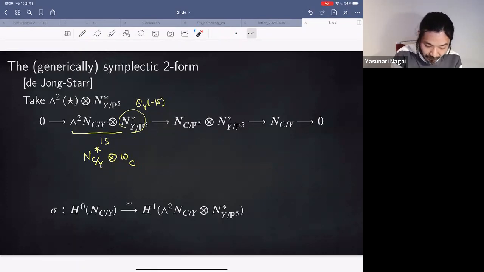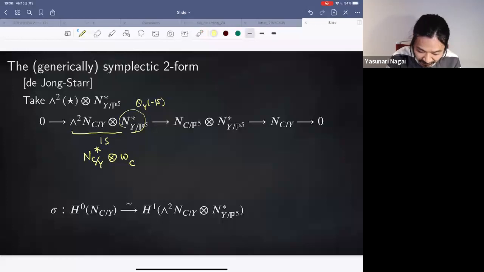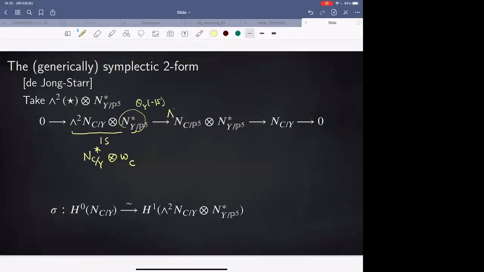So by taking the long exact sequence of this short exact sequence, and then by using this, sorry, isomorphic. I'm sorry, probably in the middle term, H2 is missing, right? Yeah, thank you. Here we need the wedge 2. Yes.